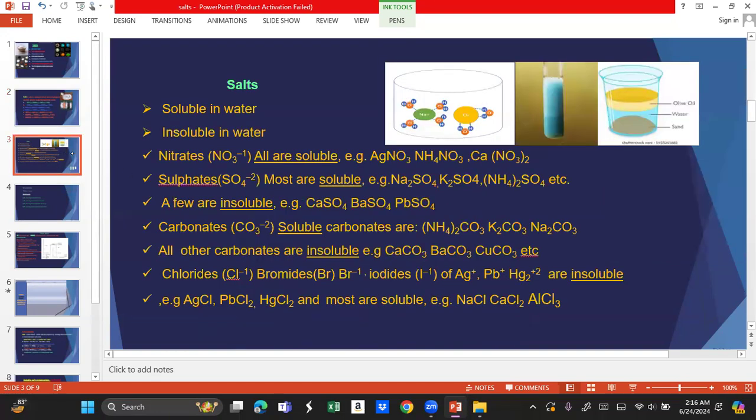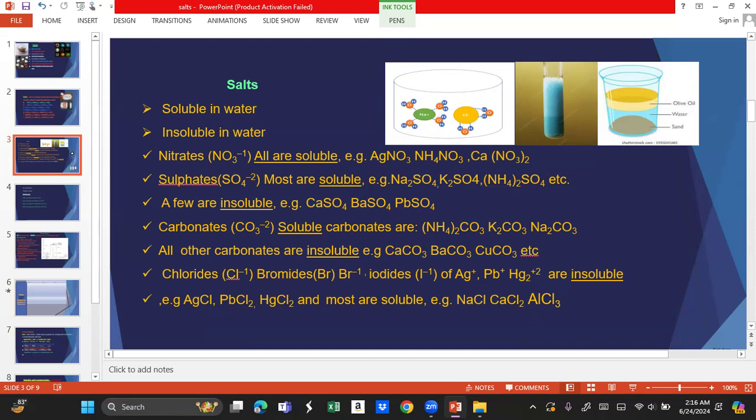Now we are talking about how to prepare soluble and insoluble salt. But before that, we must know what is soluble and what is insoluble salt. When we say soluble salt, if you might have seen at home, if you dissolve sugar in water, that means it is soluble because you will see a uniform composition of that solution.